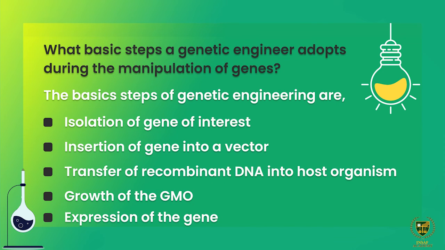Now we have another question. It says, what basic steps does a genetic engineer adopt during the manipulation of genes? The basic steps of genetic engineering are: number 1, isolation of the gene of interest. Number 2, insertion of the gene of interest into a vector. Number 3, the transfer of recombinant DNA into the host organism. Number 4, growth of the genetically modified organism or GMO. And finally, the 5th step is the expression of the gene.